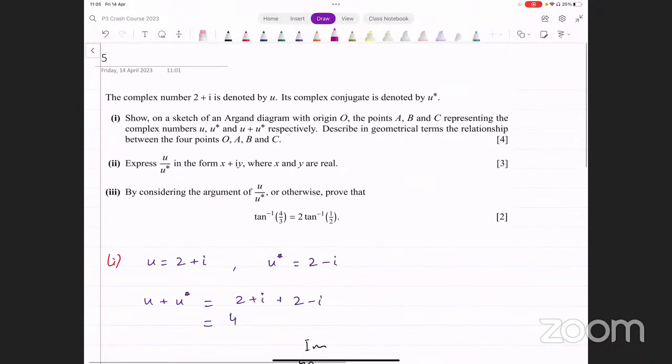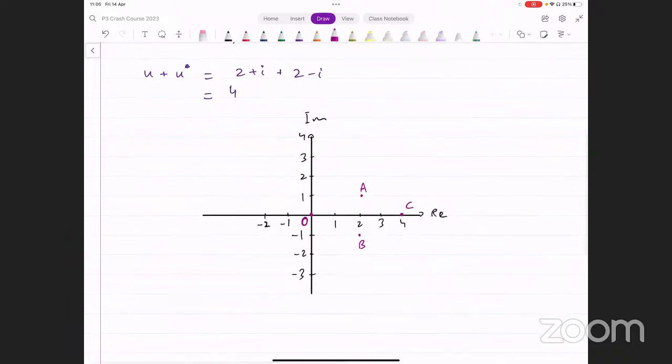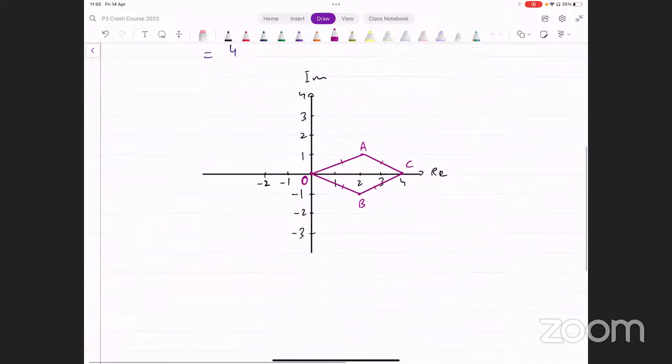All right. Now, it says describe in geometrical terms the relationship between the 4 points O, A, B, and C. Now, how are these 4 points related? If I were to join them, what shape do you think this turns out to be? O, A, B, C. You can see all of these sides are equal. This side, this side, this side, and this side. They're all equal sides. So what shape should it be?